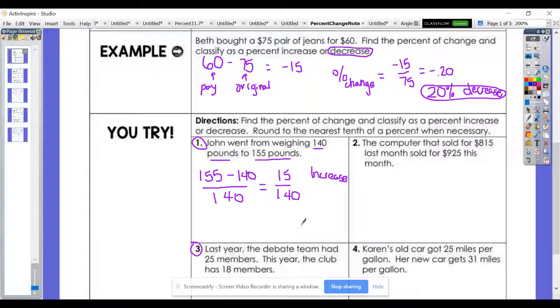When I do that math, it's going to give me kind of an ugly decimal. So we're going to round it. And it gives me 0.107. And it tells me round to the nearest tenth of a percent. So remember, if I get a decimal, you move that decimal 2 places to the right. So this is actually a 10.7% increase. Let me rewrite that so you can actually read it. Sounds a little rough. 10.7%.